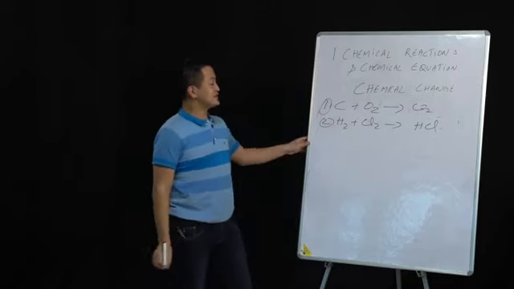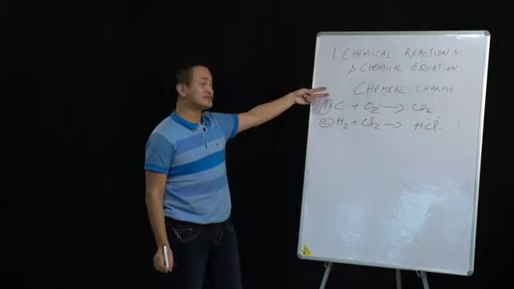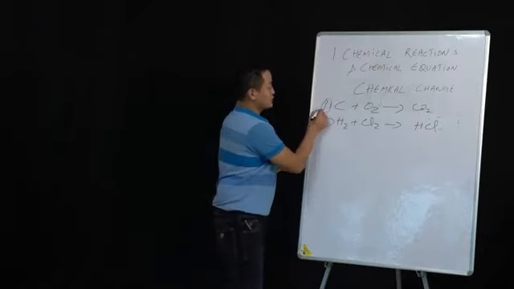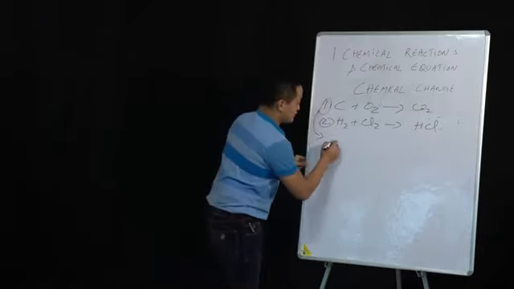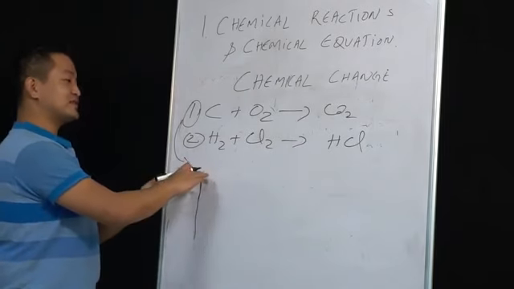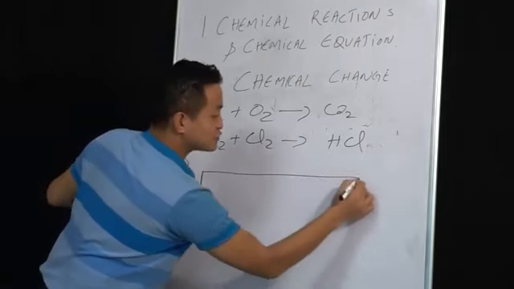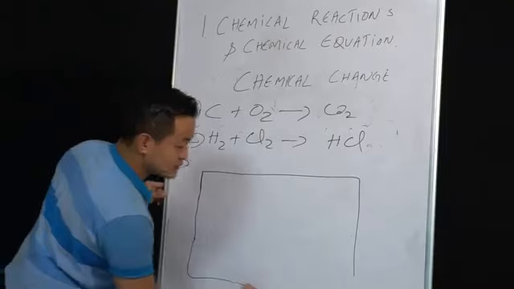Okay students, since I've given you 2 chemical equations, we'll check this one out. Let's try the first question. In exam time, you can just write this in your rough work. Clear? So let's draw 3 rows here.